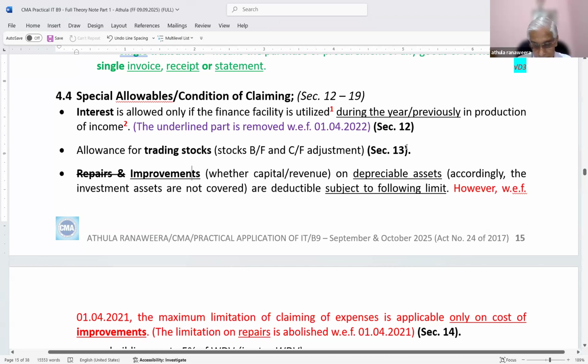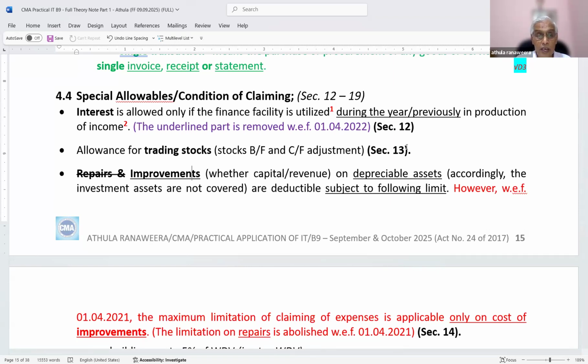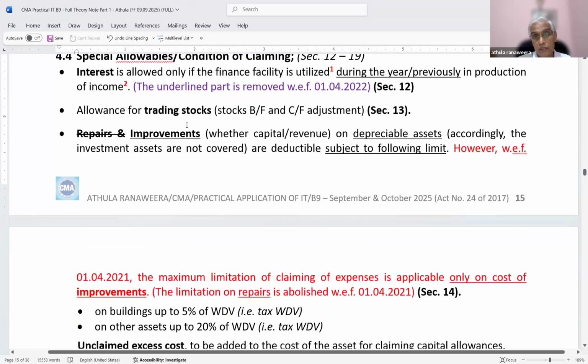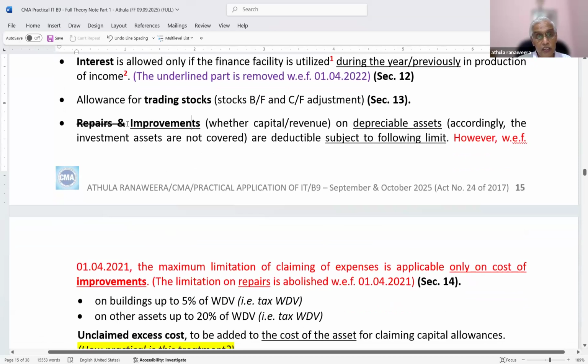Actually, there's no magic in this. Anybody who knows double entry bookkeeping, who knows bookkeeping and accountancy, we do this part. We start with opening stock, then add purchases, then deduct the closing stock. Right. That's what they are explaining in that section. Then section 14, we said various improvement costs of property, plant and equipment, that is depreciable asset.